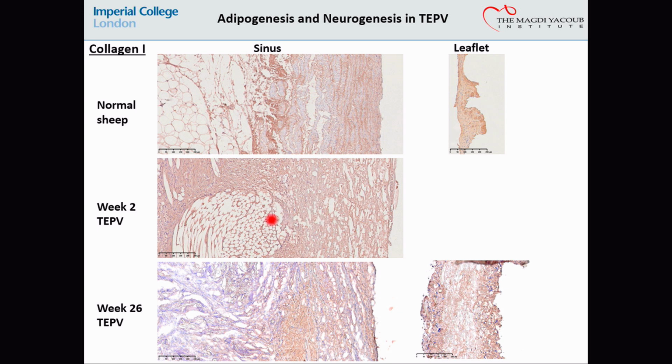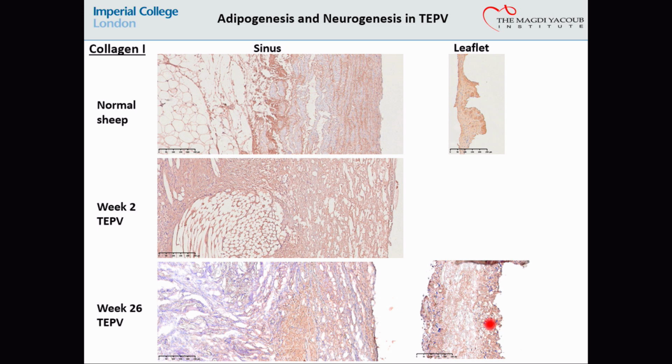At week 2, we see a low level of collagen 1, and by week 26, you can see the beginnings of aligned collagen in the sinus wall. The leaflet of the pulmonary valve does not show such a marked distribution or expression of collagen as you would see in a normal aortic valve. You would see a lot of collagen around the fibrosa, but here in the pulmonary valve of the normal sheep, you see more of a diffuse expression.